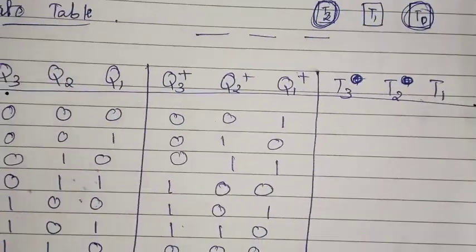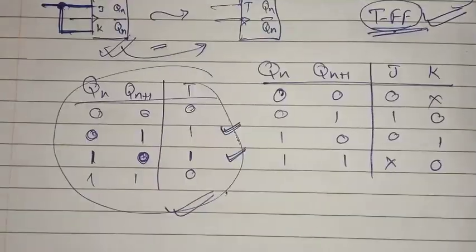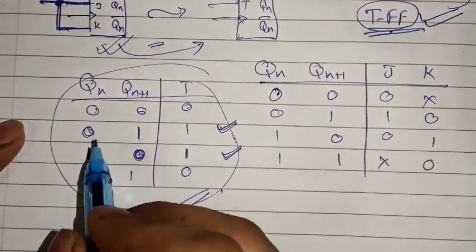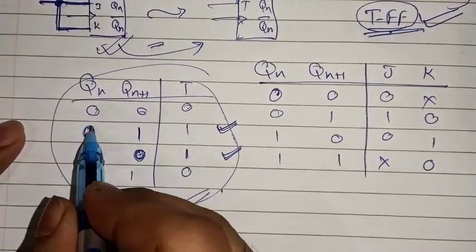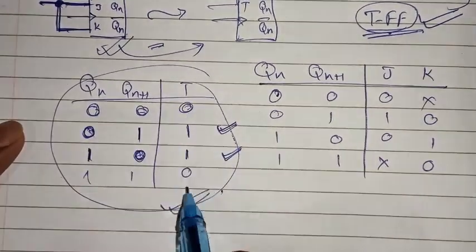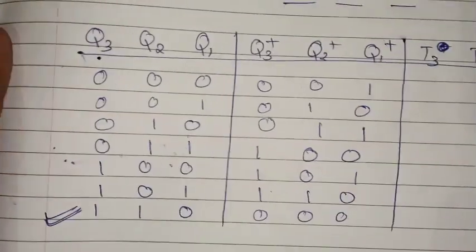So now we just need to fill the T3, T2 and T1 columns according to the excitation table. What you need to keep in mind is that when these two terms, Q1 and Q1 plus 1, are opposite or unequal, then the T value would be 1. Otherwise, if both are equal, then T would be 0. So now using the same logic, we can fill up this table.